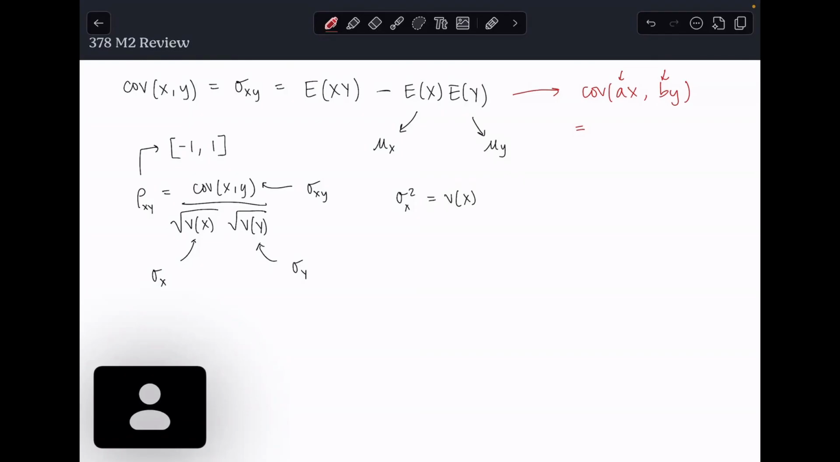Okay, I will tell you happily, it is AB covariance of XY. So we can pull out the constants in front of the covariance, right? And then an important thing to know about the correlation is if I have the correlation of, for example, X and 100Y, does that change my correlation coefficient of just X and Y? No, right? So this is the same thing as just the correlation between X and Y.